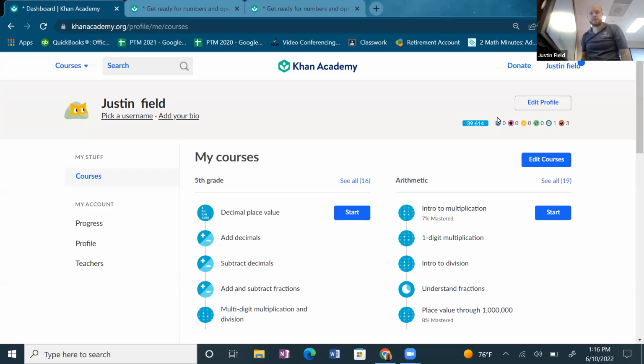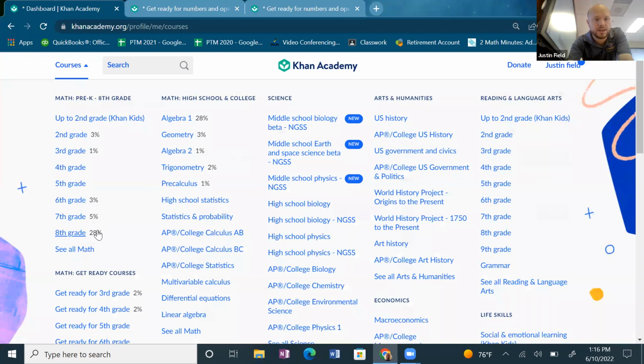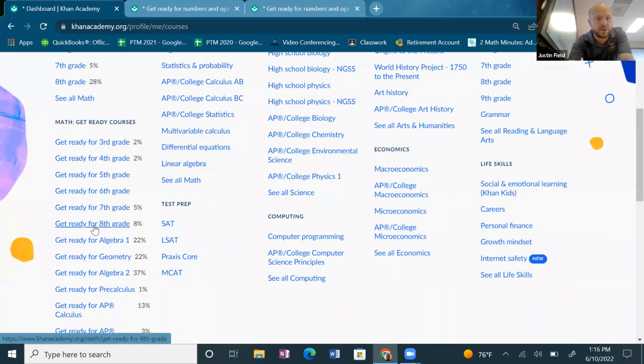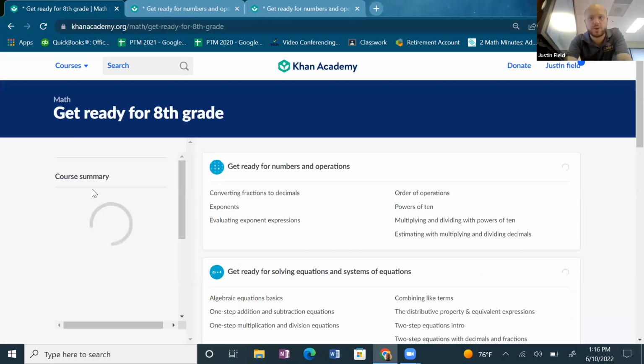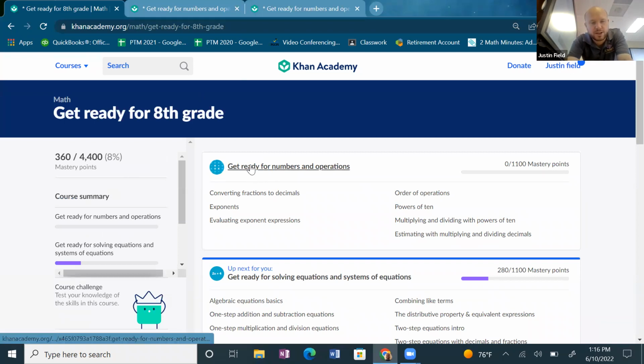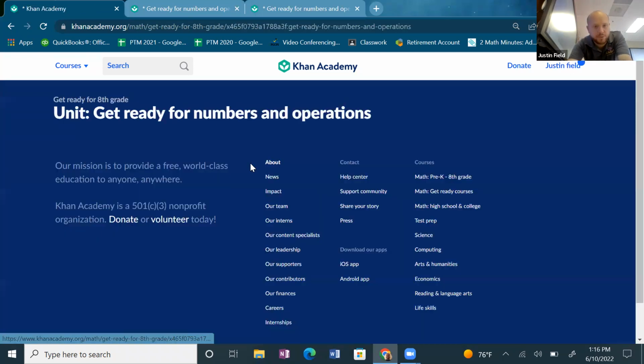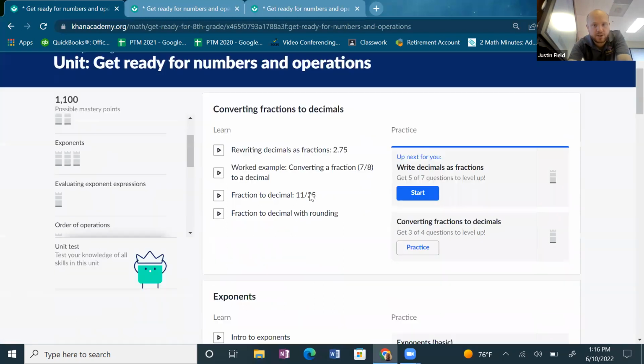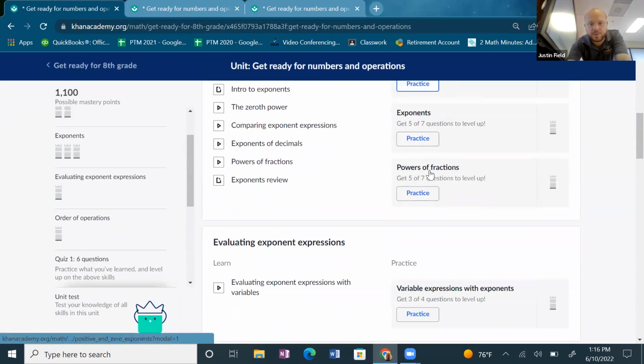All right, so hey, as soon as I find a pen here, we are going to do getting ready for 8th grade. If you go to Khan Academy courses, scroll down to getting ready for 8th grade. That is where we're going to work. We're going to start with getting ready for numbers and operations, and you can see there's these assignments.